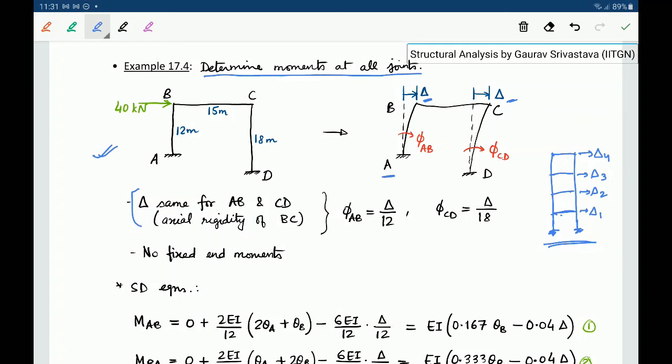Now for each AB and CD we can calculate the chord rotations. They will come out, phi AB and phi CD, to be delta by 12 and delta by 18, where 12 and 18 are the lengths of each of the members. Again we see that both of them are clockwise, so phi CD and phi AB both are positive. This 40 kilonewton is being applied on a joint, so there are no fixed end moments in this case. Fixed end moments come only because of the forces or loads which are applied on the span. Anything applied on a joint or on one of the coordinates which we are considering will not show up in fixed end moments.